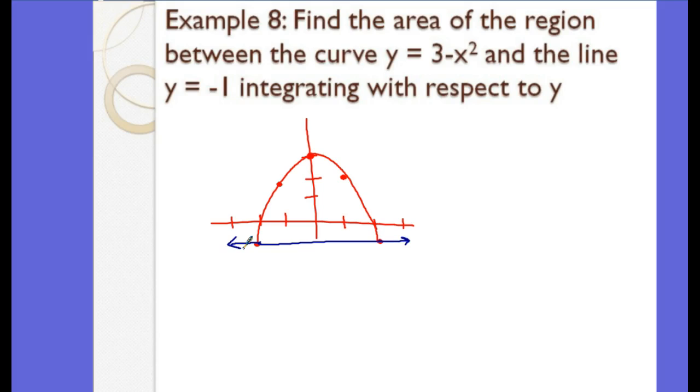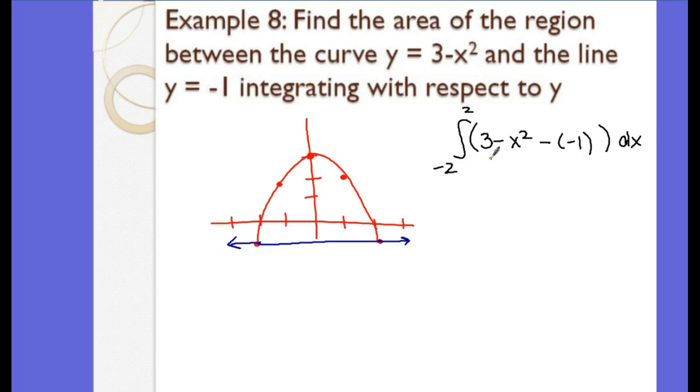Big chunk. So again, this is a problem you could do either way. You could do it where you integrate with respect to x's, and you could do it where you integrate with respect to y. If you do x, it's top minus bottom. So x would go negative 2 to 2. And top would be 3 minus x squared minus a negative 1 dx.